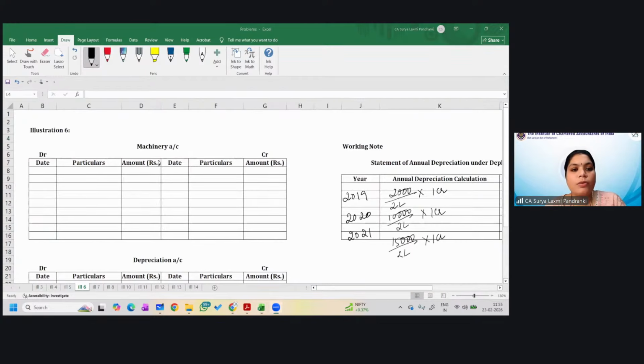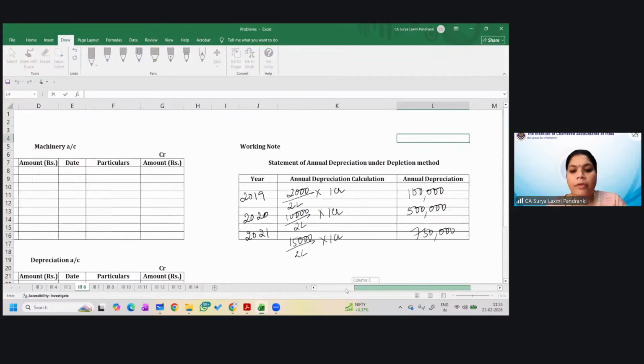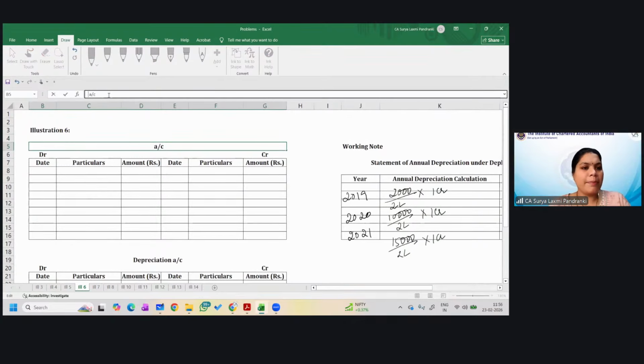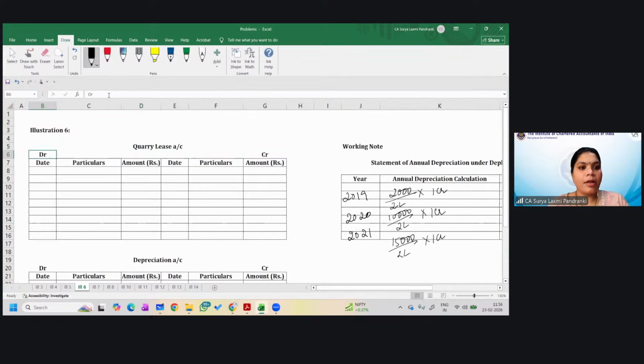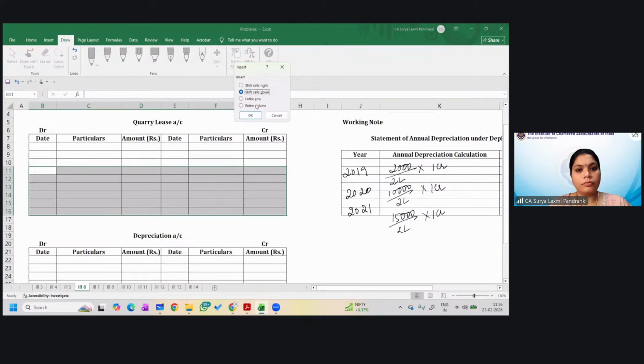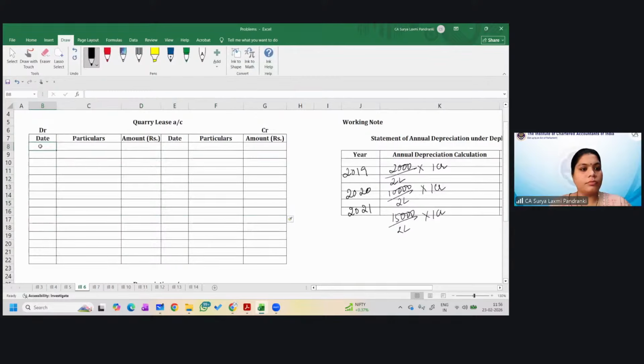So the question here is to draw the accounts. That is simple only. Try doing the quarry lease account and depreciation account. What will be the first entry in the account?